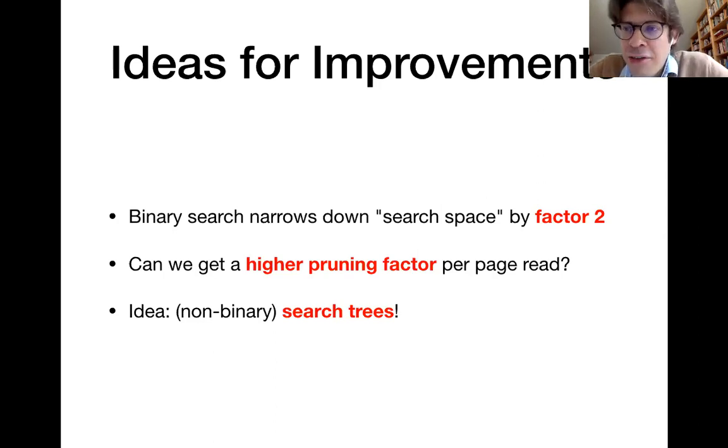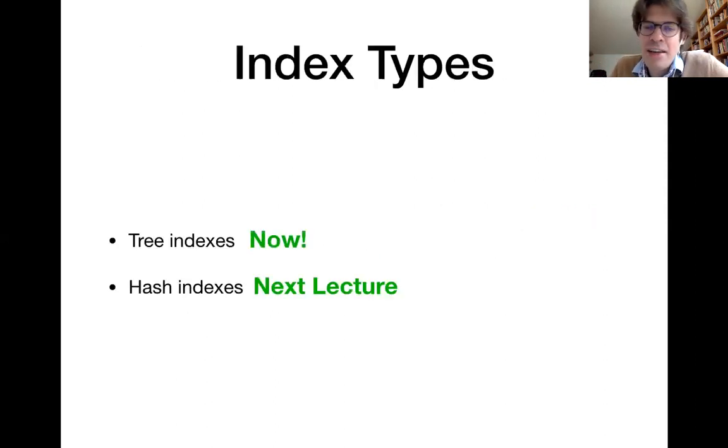The index structures that are actually used in database management systems try to be more efficient per page access. So they try to narrow down the search space by a much higher factor than 2 for each page load operation. And I can do this, for instance, using so-called index trees, tree indexes. They will be the focus of this and still the following lecture.